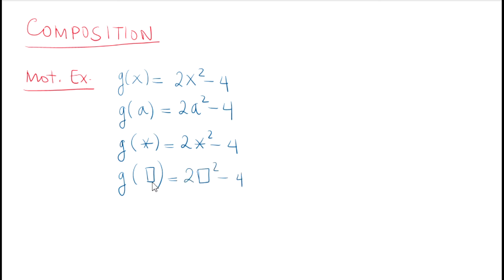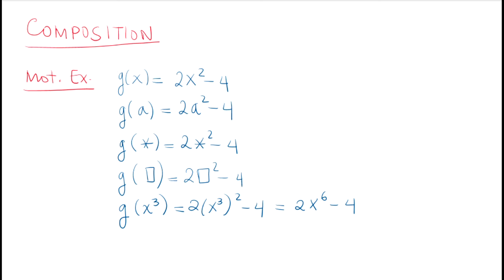Whatever you put inside changes with the bucks. For example, let's say you want to find g of x to the third. That x to the third goes into the bucks, so it's going to be 2 times x to the third squared minus 4, which is 2 times x to the 6 minus 4. So that's going to be an important tool in composition of functions.